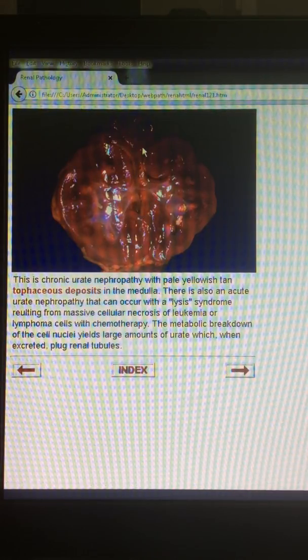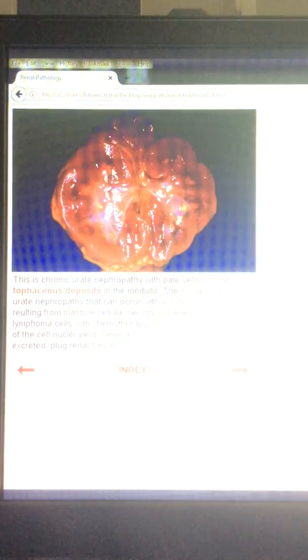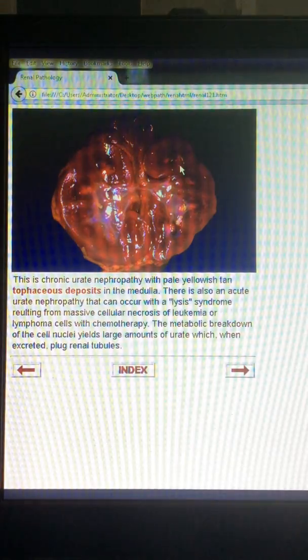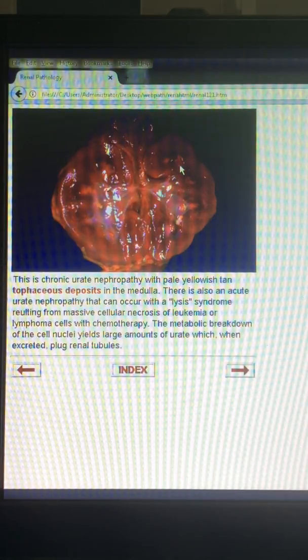This is grossly a kidney cut in half into two. What abnormality we can see here is these orangophilic or yellowish depositions. This is indicative of chronic urate nephropathy. Chronic urate nephropathy. Patient will be presenting with what? With hyperuricemia. Because the urate will be excreted in the urine, and sometimes these urate will be plugging the renal tubules. That's why you can see it here. These are all urate or tophus deposits in the medulla.